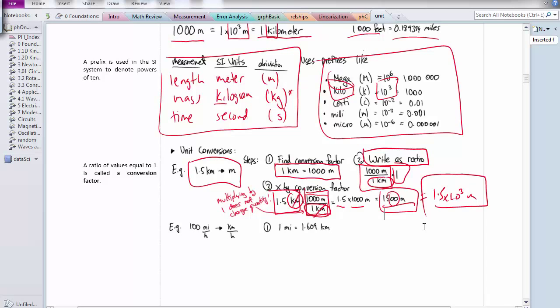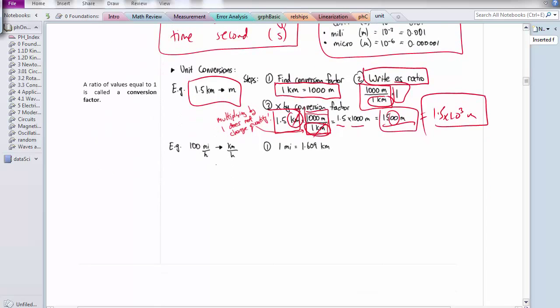So let's do just a quick example, but maybe more challenging. If I have 100 miles per hour into kilometers per hour, well, step 1 is 1 mile is equal to 1.609 kilometers. Step 2 is to write it as a ratio. So we want to get rid of the miles and we want kilometers. So we're going to put the miles on the bottom. So 1 mile is equal to 1.609 kilometers, and that ratio is equal to 1. For this one, we'll need only this, because we're keeping hours on the bottom. So that's all we'll need in this case.